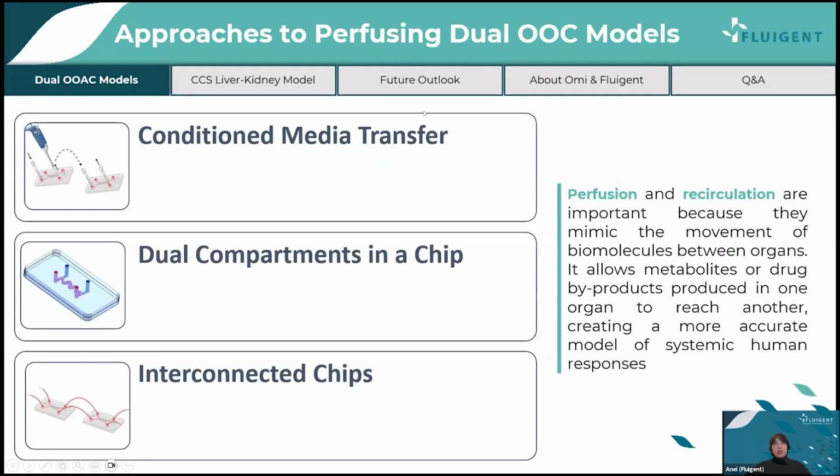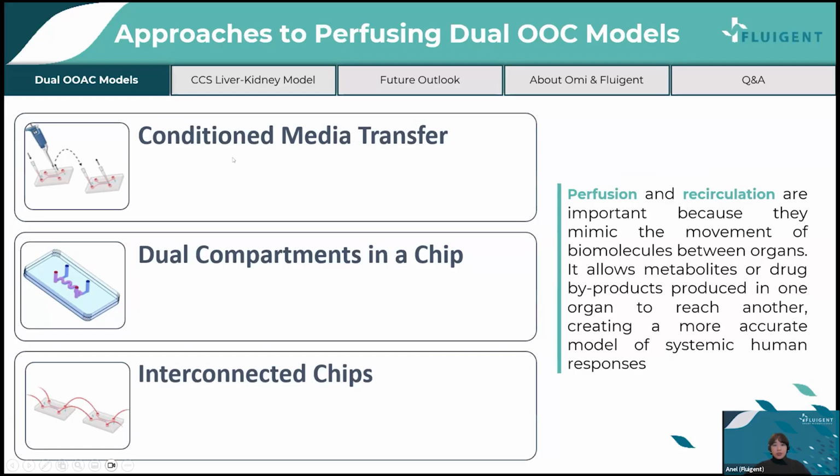When we talk about organ-on-chip models, we also have to consider the role that perfusion plays in this inter-organ crosstalk. Perfusion and recirculation are important because they mimic the movement of biomolecules between the organs, and allow metabolites and drug byproducts produced in one organ to reach another, creating a more accurate interaction that biologists would like to study.